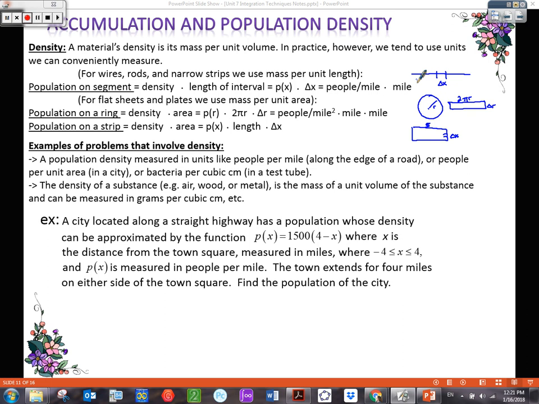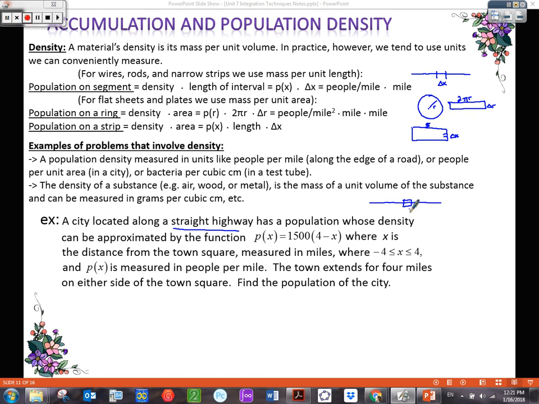We have a city located along a straight highway. Straight highway tells us which kind we're doing. This is going to be a segment. It's a population on a segment. So we have a straight highway, and it can be approximated by this function. So here's my density function, where x is the distance from the town square, measured in miles. So our point of focus is the town square.